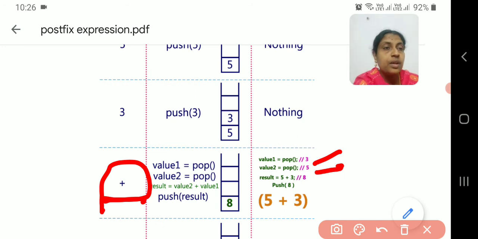And the result, the value we get, should be pushed back to the stack. So we got 8. Here we got 8. That will be pushed back to the stack. Got an idea? Next we will continue with the expression.